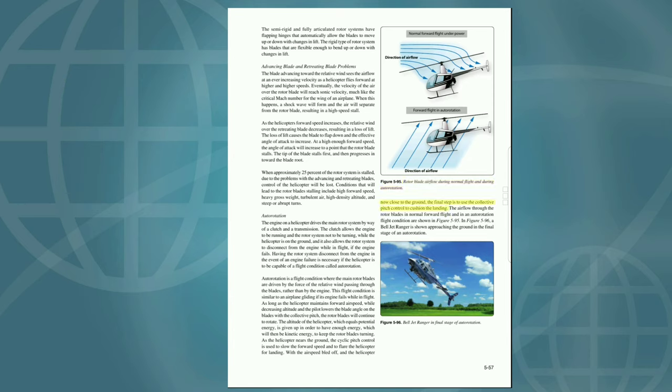Now close to the ground, the final step is to use the collective pitch control to cushion the landing. The airflow through the rotor blades in normal forward flight and in an autorotation flight condition are shown in Figure 5-95. In Figure 5-96, a Bell Jet Ranger is shown approaching the ground in the final stage of an autorotation. Figure 5-96. Bell Jet Ranger in final stage of autorotation.